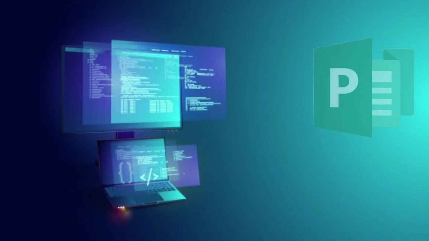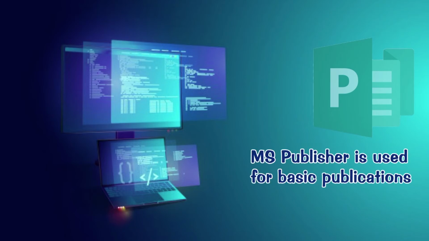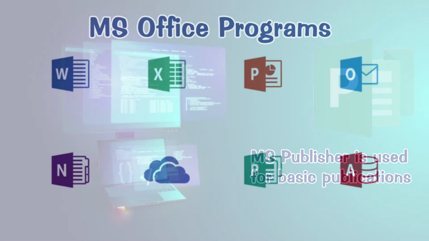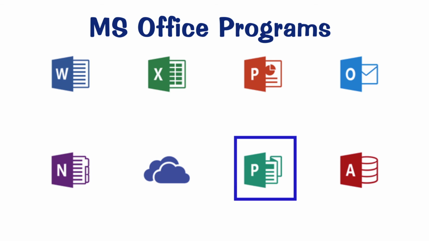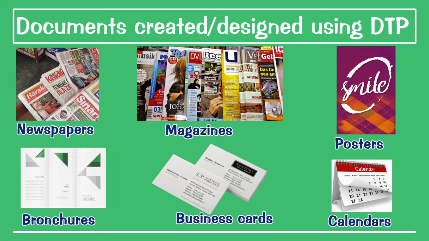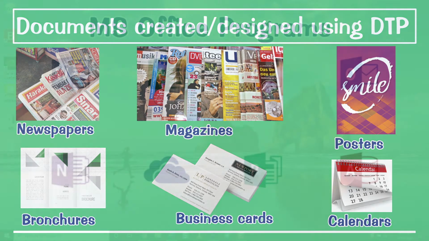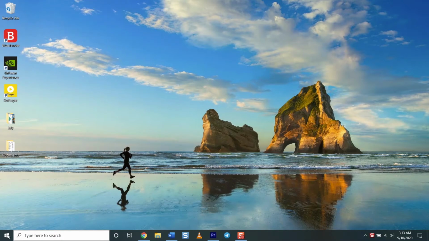Okay, since we are designing and producing basic documents, we are going to use Microsoft Publisher. Now, it's very important for you to know that Microsoft Publisher is an application that is part of the Microsoft Office package, and it's used to design and create publications. Now, we are basically going to look at the steps on how to launch Microsoft Publisher.